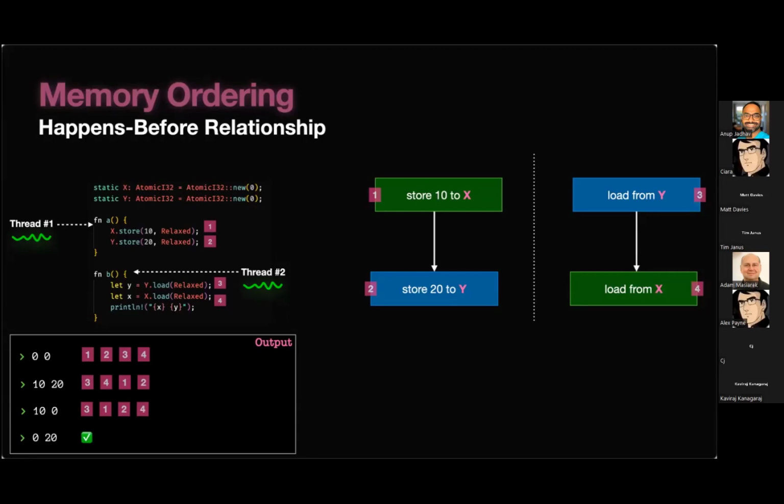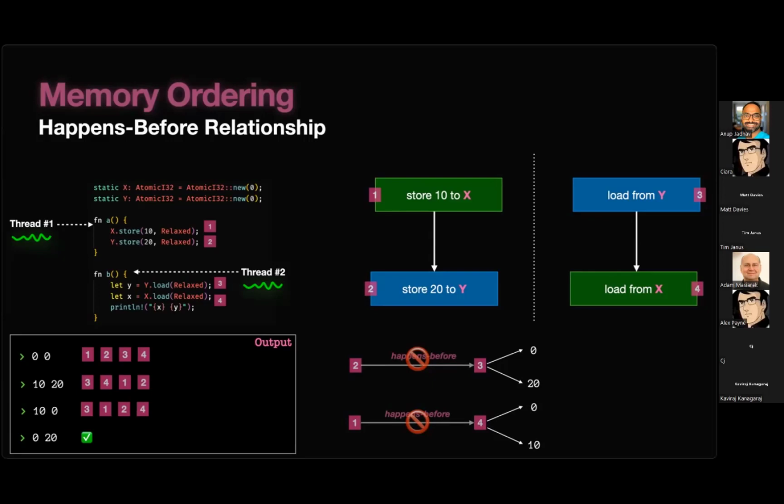It is a valid outcome, even though there is no possible globally consistent order of the four operations that would result in this outcome. When step three is executed, there is no happens before relationship with step two, which means it could load either 0 or 20. When step four is executed, there is no happens before relationship with step one, which means it could load either 0 or 10. Given this, the output 0-20 is a valid outcome.